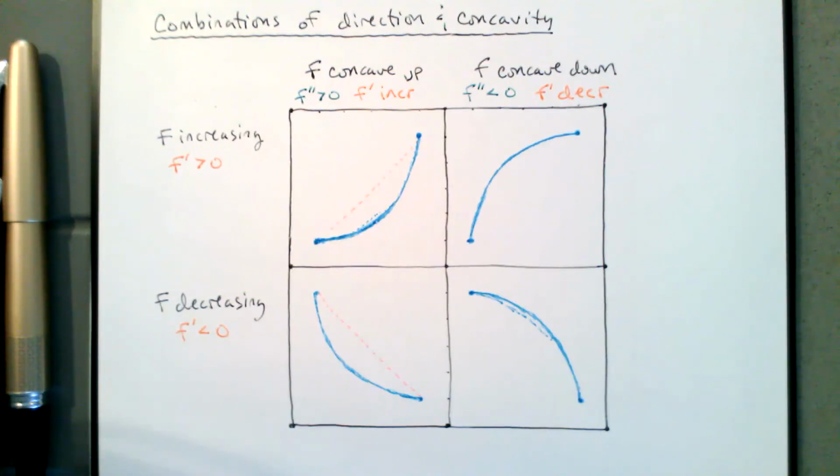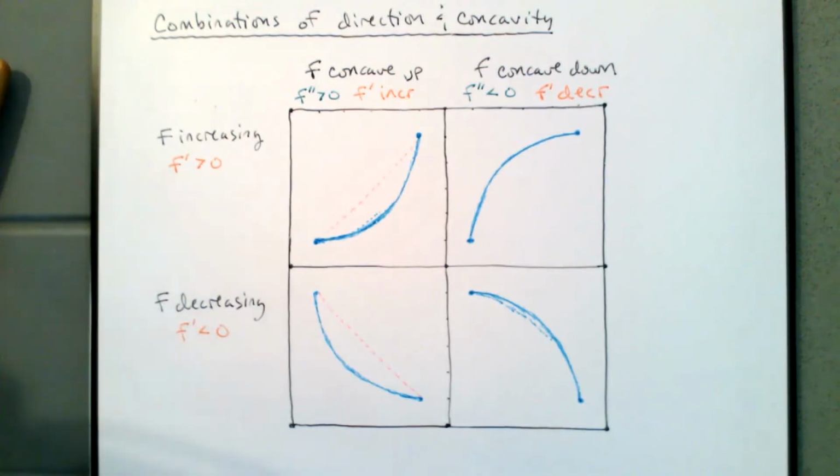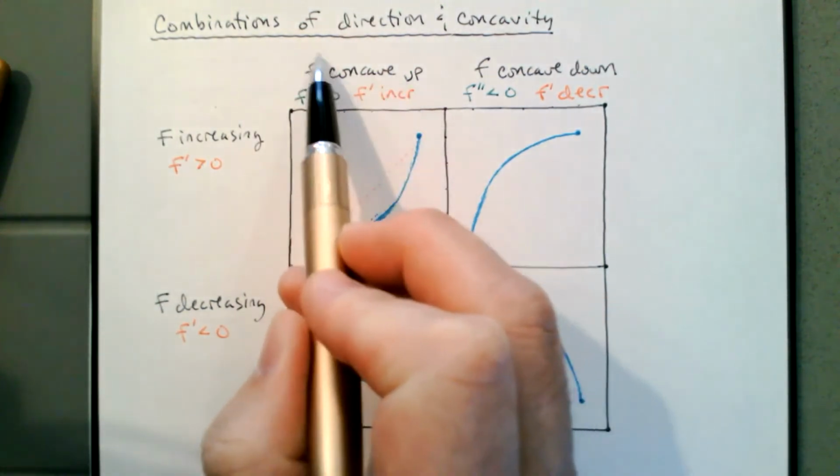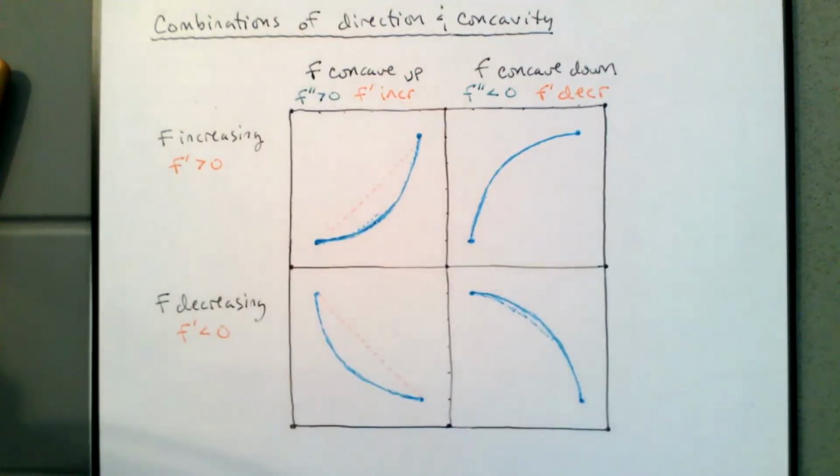On the top left, the function is increasing? F prime is positive, isn't it? Correct. And then F double prime is concave up, correct? No. F is concave up. F double prime is positive. The sign of the second derivative tells us about the concavity of the function. So that one is concave up.